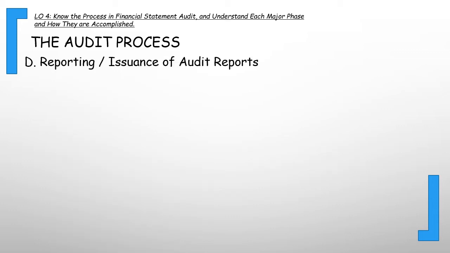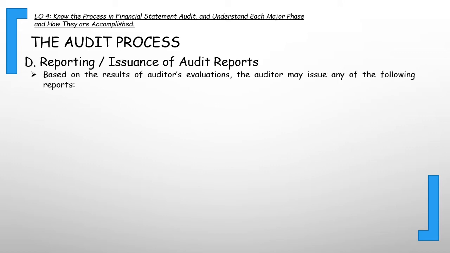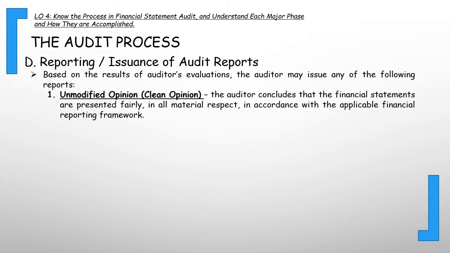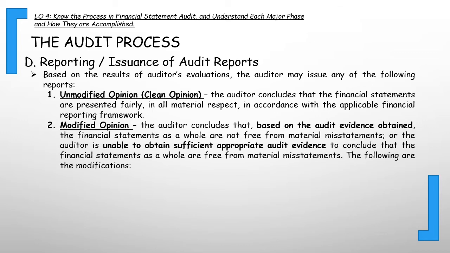Next is reporting and issuance of audit reports. Okay. So, based on the results of auditor's evaluation, the auditor may issue any of the following reports: unmodified opinion or clean opinion, then modified opinion. Okay. So, unahin natin yung clean opinion.